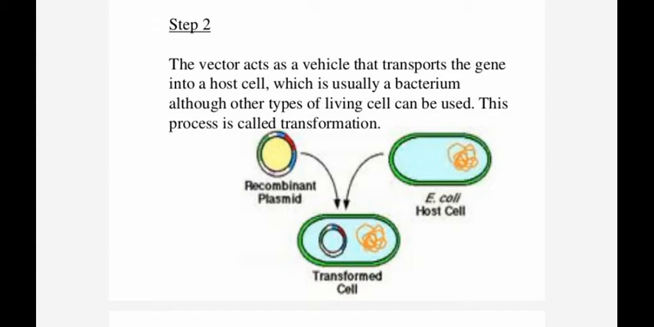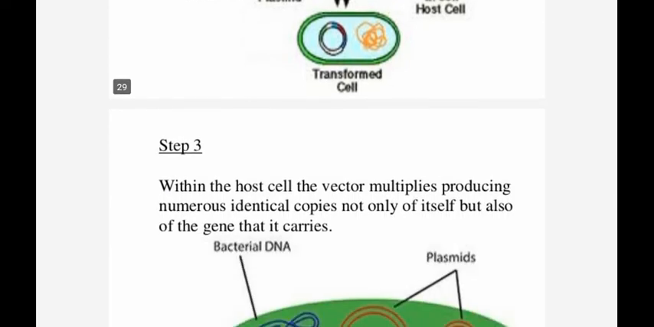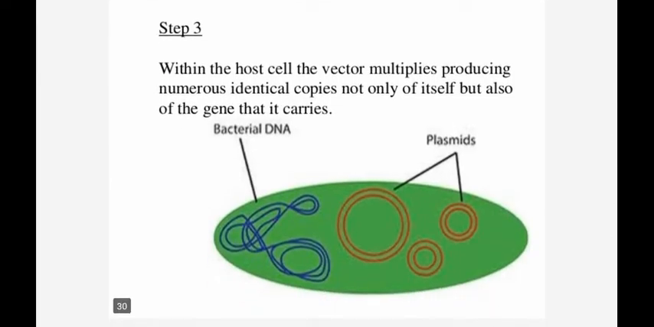Here you can see very clearly in the diagram the recombinant plasmid and the E. coli host cell, and it is transformed into the E. coli bacterium. Then step 3, within the host cell the vector multiplies, producing numerous identical copies, not only of itself but also of the gene that it carries. This is bacterial DNA, these are plasmids.